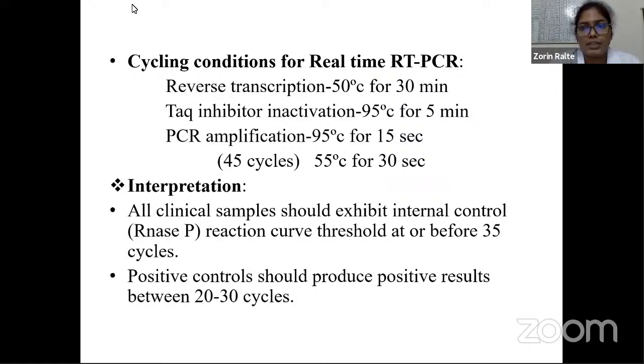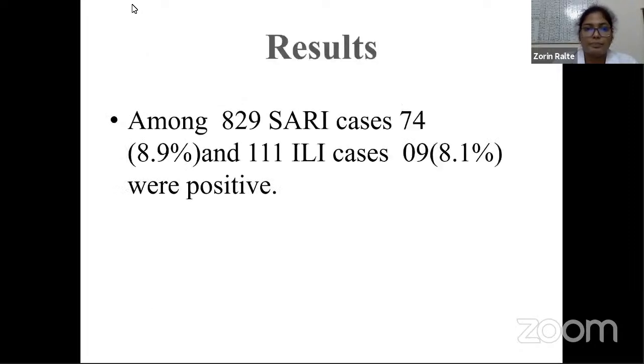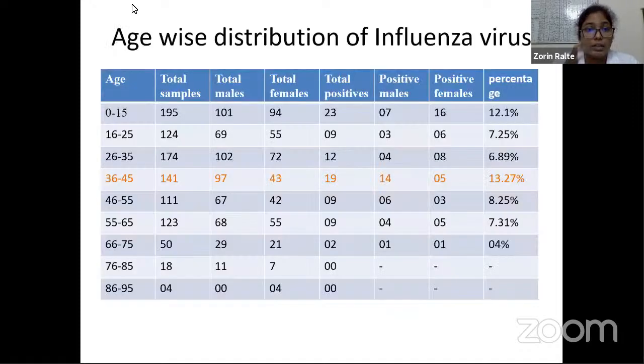These are the cycling conditions, and all clinical samples should exhibit internal control reaction curve threshold at or before 35 cycles. Positive control should produce positive results between 20 to 30 cycles. Coming to my results, among 829 SARI cases, 74, that is 8.9%, and 111 ILI cases, 9, that is 8.1%, were positive. This is the table showing the age-wise distribution of influenza virus in this study.